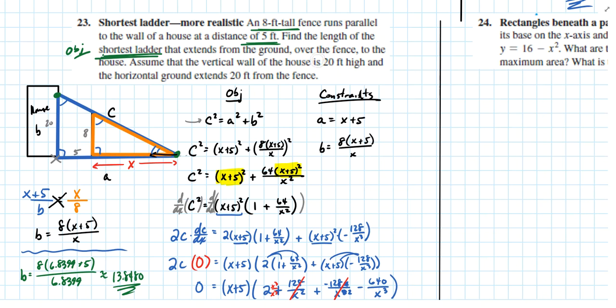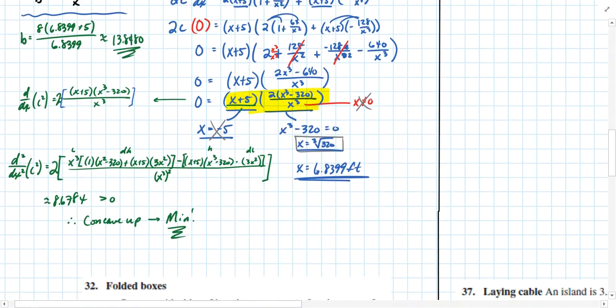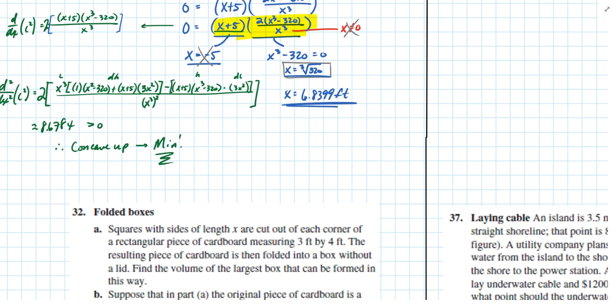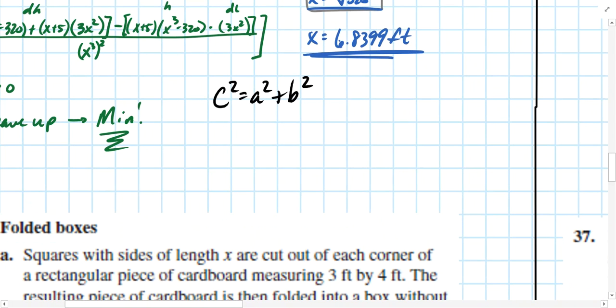Now, we're truly not quite finished yet because we just found x, the position of the base of the ladder. We actually need to calculate the length of the ladder, and we can use our objective function for that. C squared equals a squared plus b squared. And we're going to be using the a and b values from our constraints.